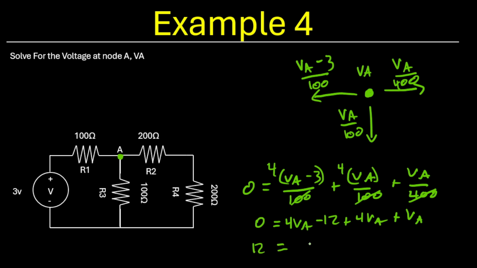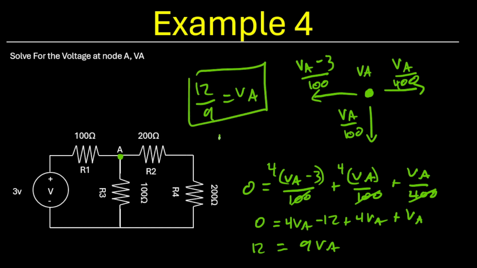Add 12 to both sides and we get 9 VA equal to 12. Take 12 divided by 9, which is our VA. And you can simplify this down to 4/3 of a volt for VA.